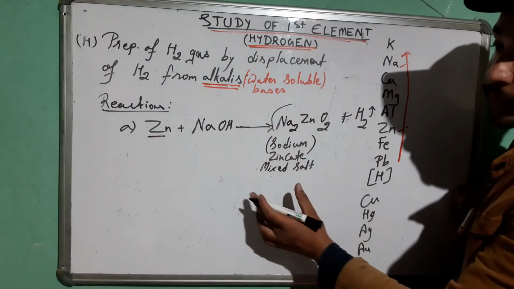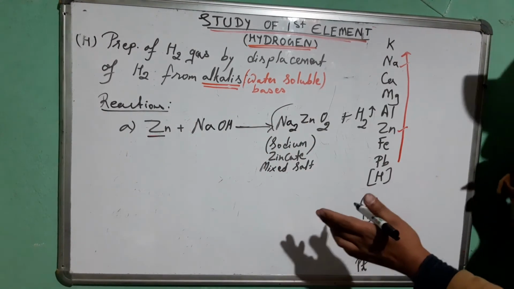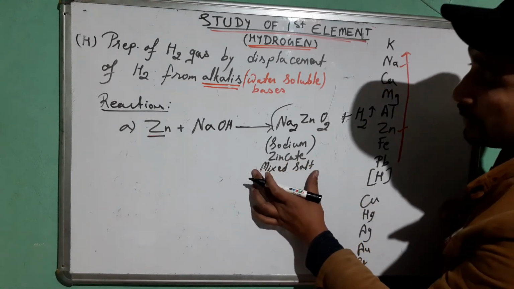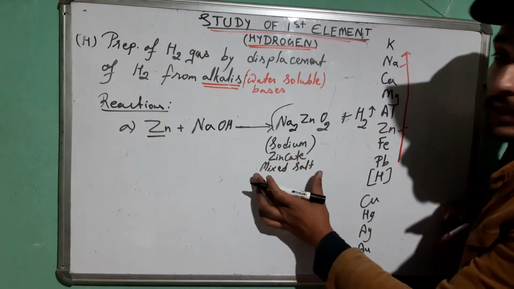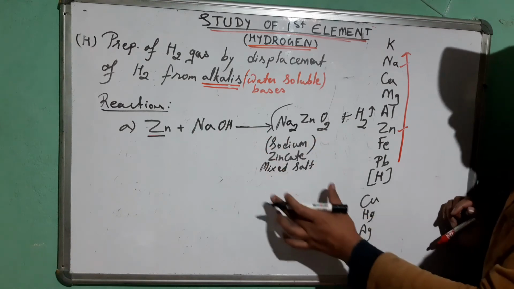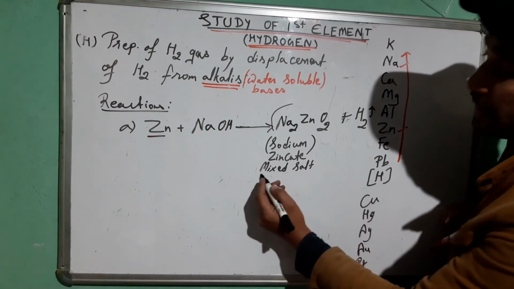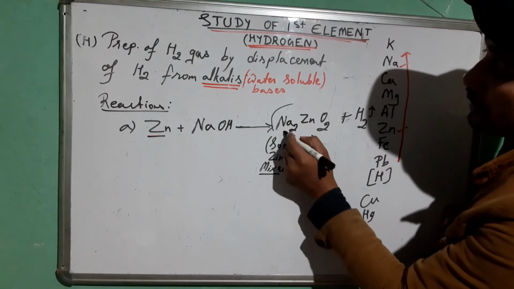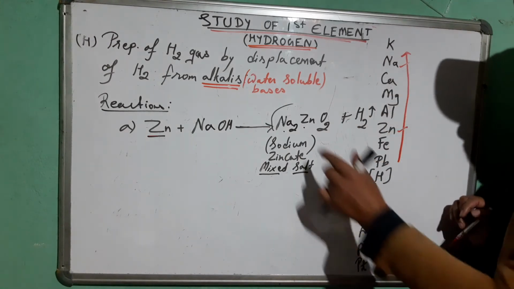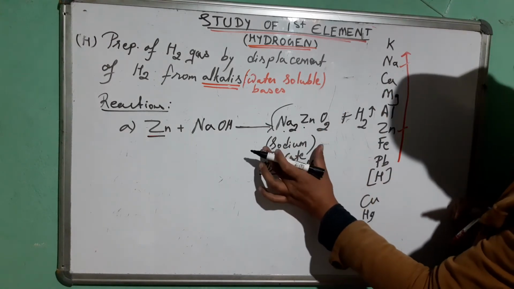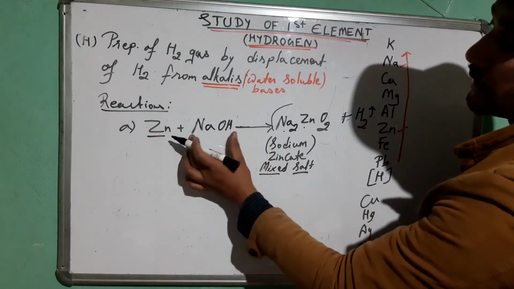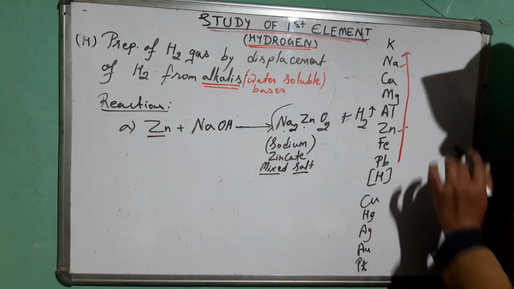There are different types of salts. Common salt, acid salts, basic salts, double salts, complex salts, and mixed salts are also there. In mixed salts you have two different metals. So this is sodium zincate. So zinc plus NaOH forms sodium zincate and hydrogen gas.